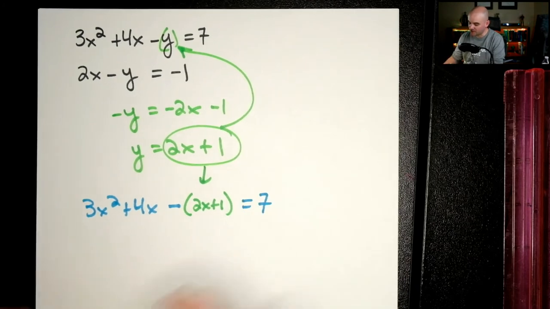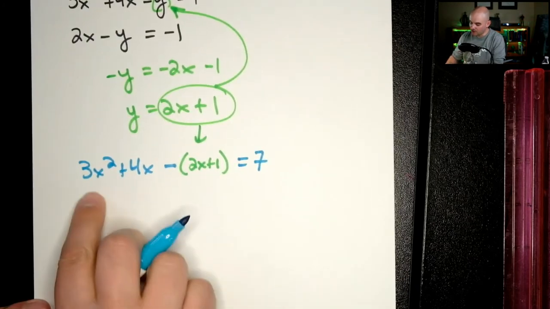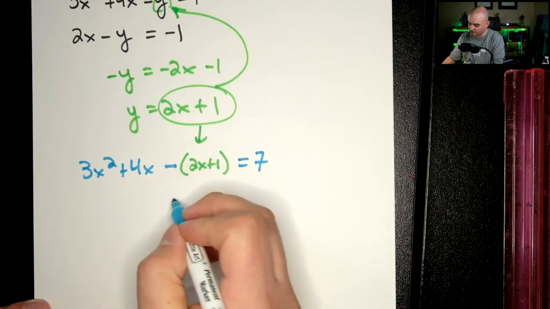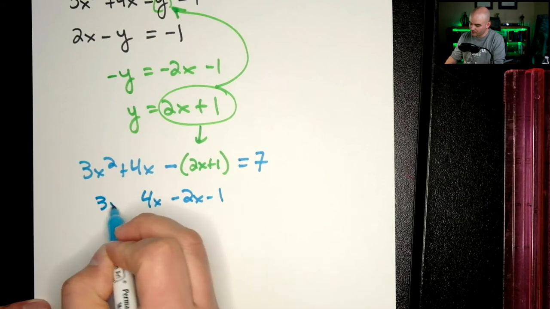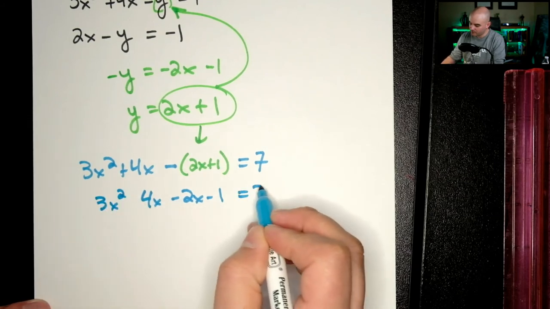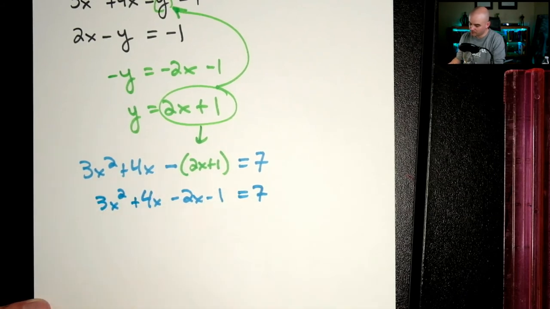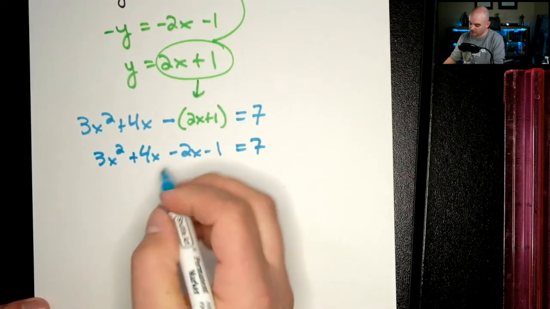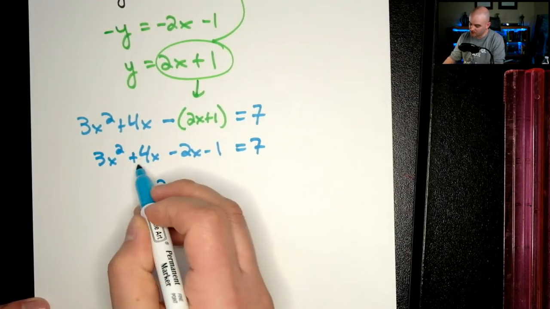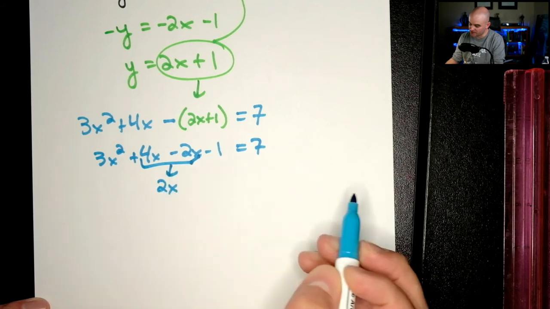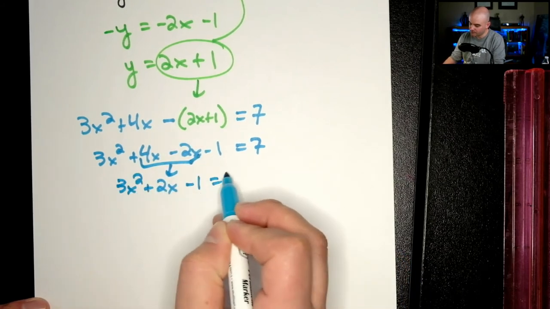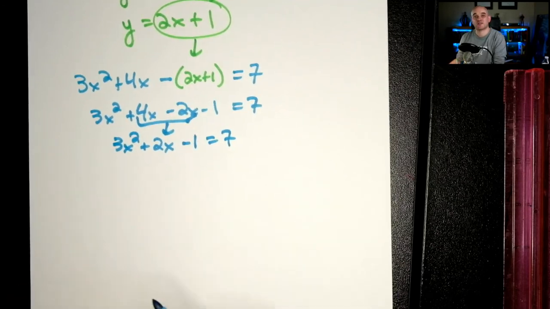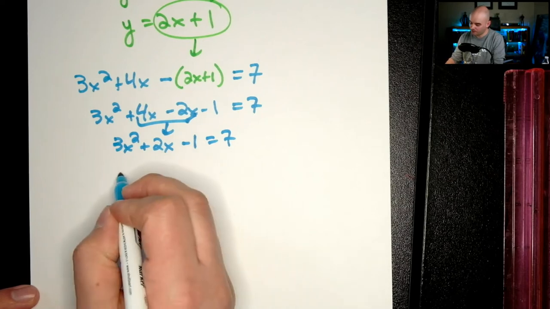Everything equals 7 here. And then we're going to work this out. So distribute your negative. And then combine your like terms. So this becomes 2x. And then I notice it's a quadratic. I want to solve it by factoring. So move that 7 over.